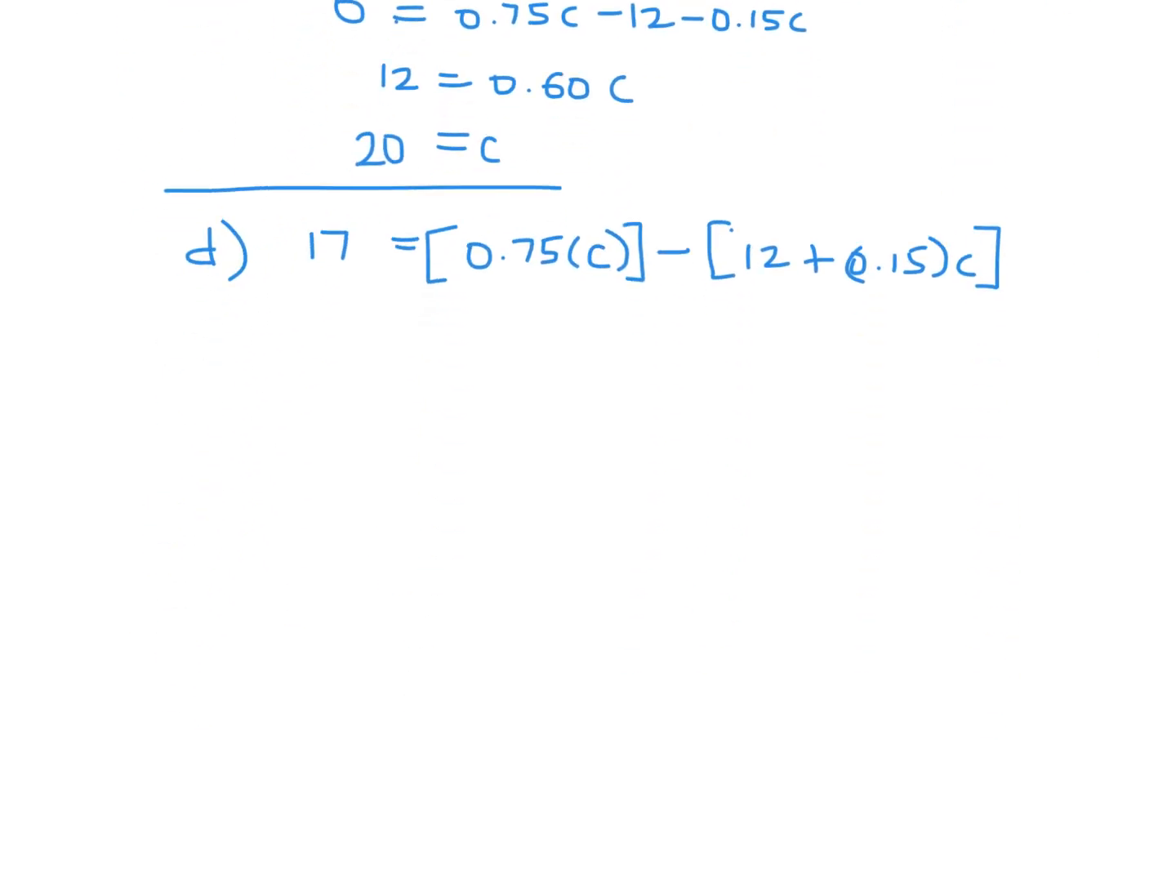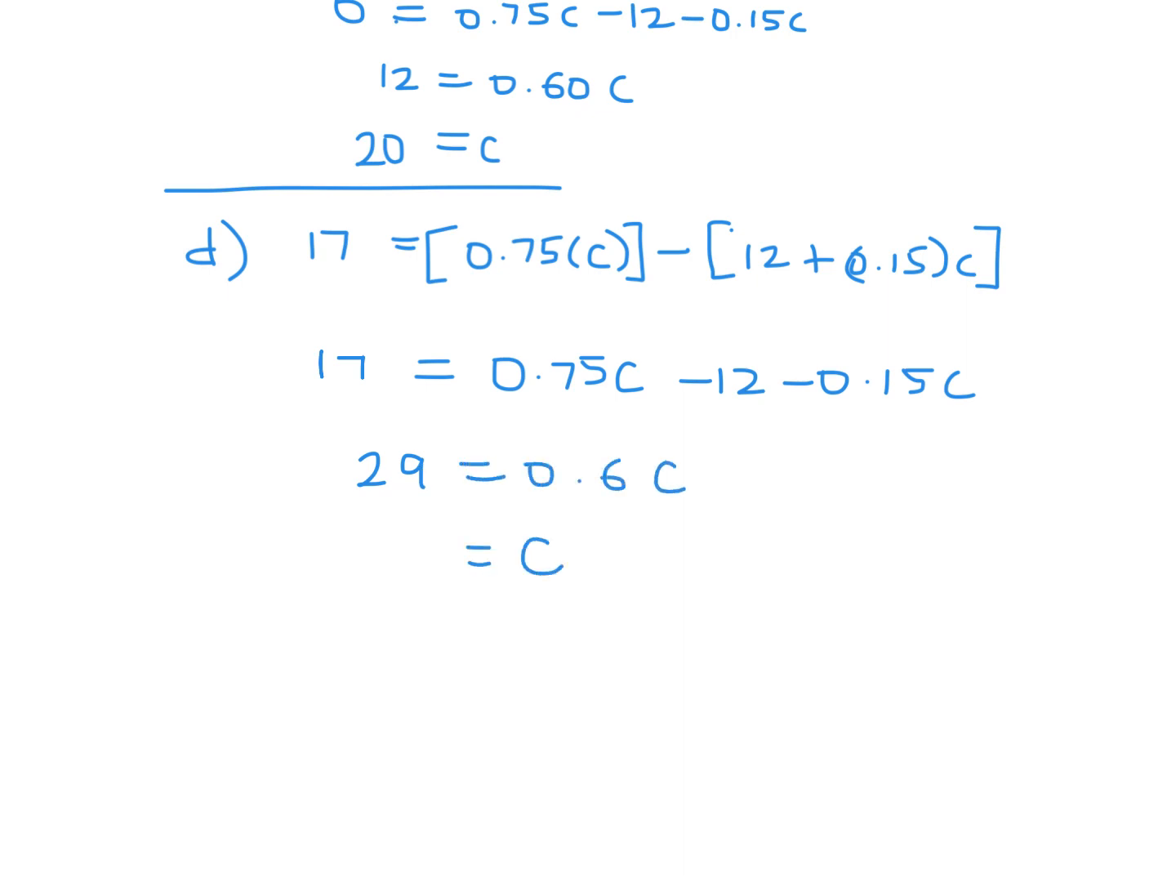Okay, so let's see what happens. We got 17 is equal to 0.75C minus 12 minus 0.15C. And then this looks like 29 is equal to 0.6C, and therefore C would be 48.33. So C must be an integer, right? Because C represents the number of cups. So we can't have 48.33 cups.